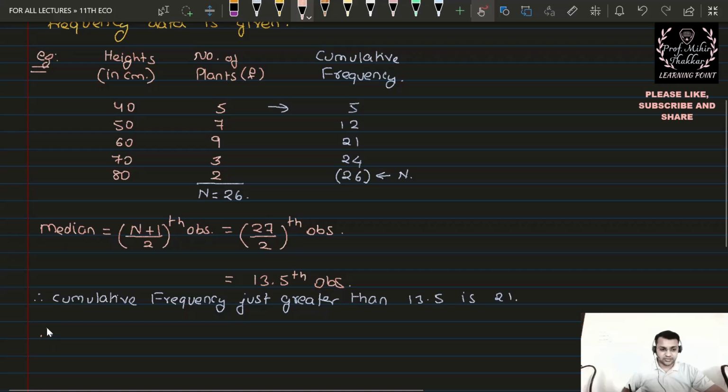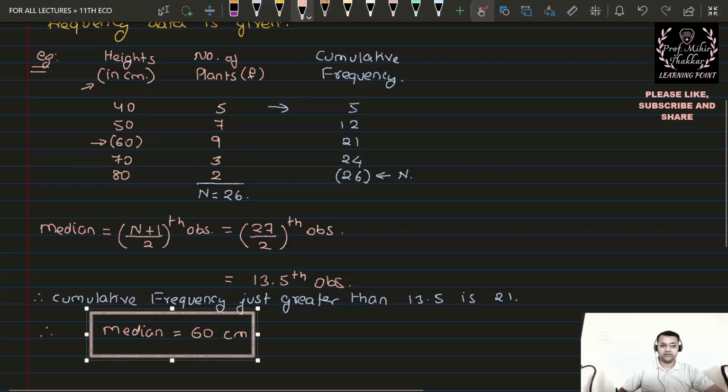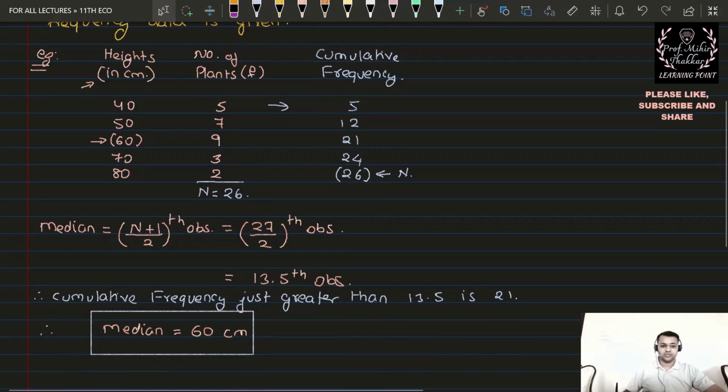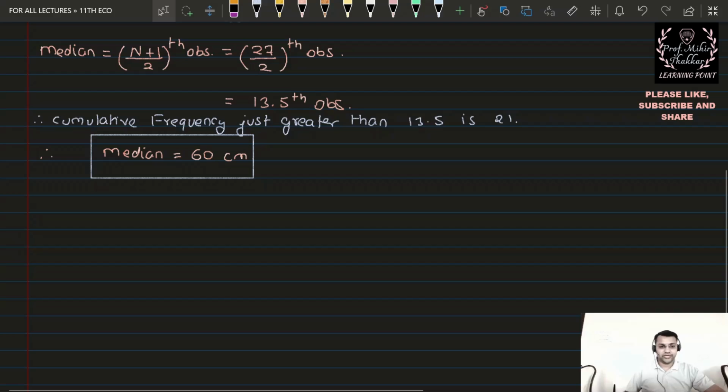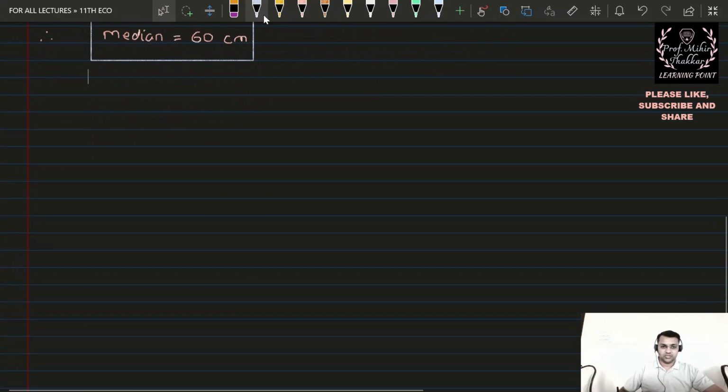And therefore, my friends, the value of median is the height corresponding to 21, which over here is 60. Always remember, you should write the units which are given to in the question. So it is 60 centimeters. So this is the way we calculate the median for the discrete data. Now let us also study the median for the grouped data.